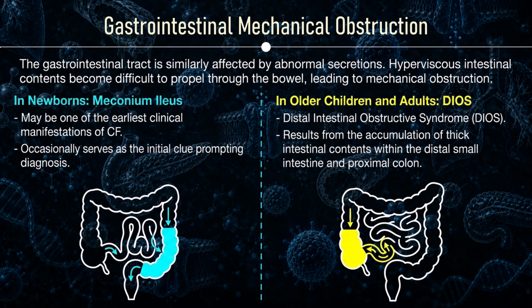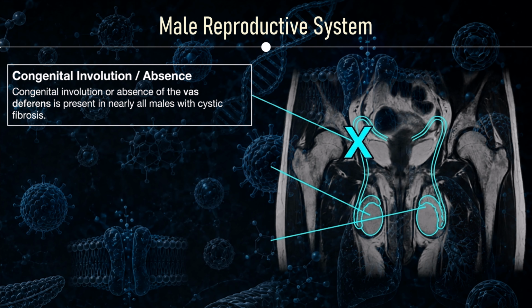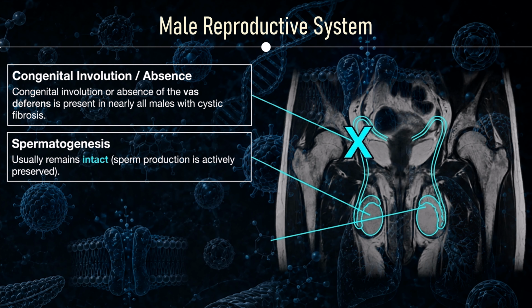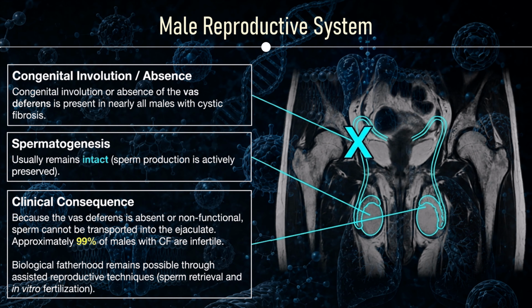The reproductive system is also significantly affected. Nearly all males with cystic fibrosis exhibit congenital involution or absence of the vas deferens. Importantly, spermatogenesis usually remains intact, meaning sperm production is preserved. However, because the vas deferens is absent or non-functional, sperm cannot be transported into the ejaculate. Consequently, approximately 99% of males with cystic fibrosis are infertile, although biological fatherhood remains possible through assisted reproductive techniques involving sperm retrieval and in vitro fertilization.